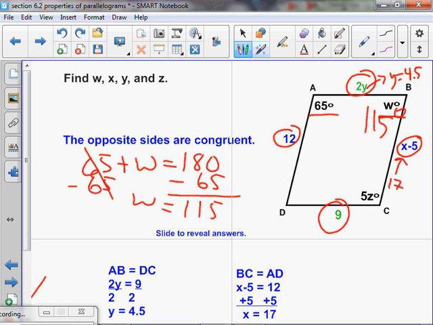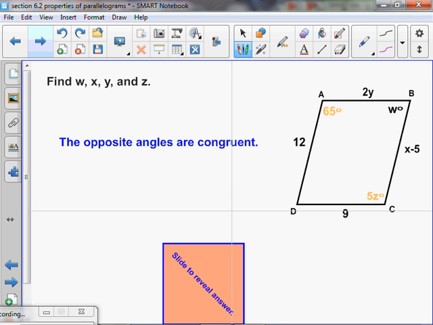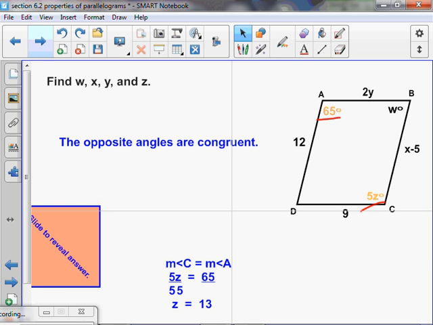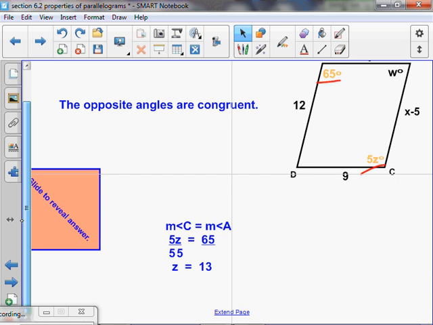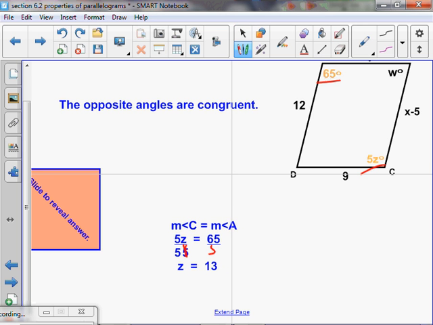And then there's only one other thing to do, and that is to find 5z here. We know that the opposite angles are congruent. 65 and 5z must be congruent to each other. So, very simple. What we will do is say that the measure of angle A must be equal to the measure of angle C. And so we get 5z is equal to 65. Divide by 5, divide by 5. Clearly this 5 should not be here. It should be over here. And we get that z is 13.